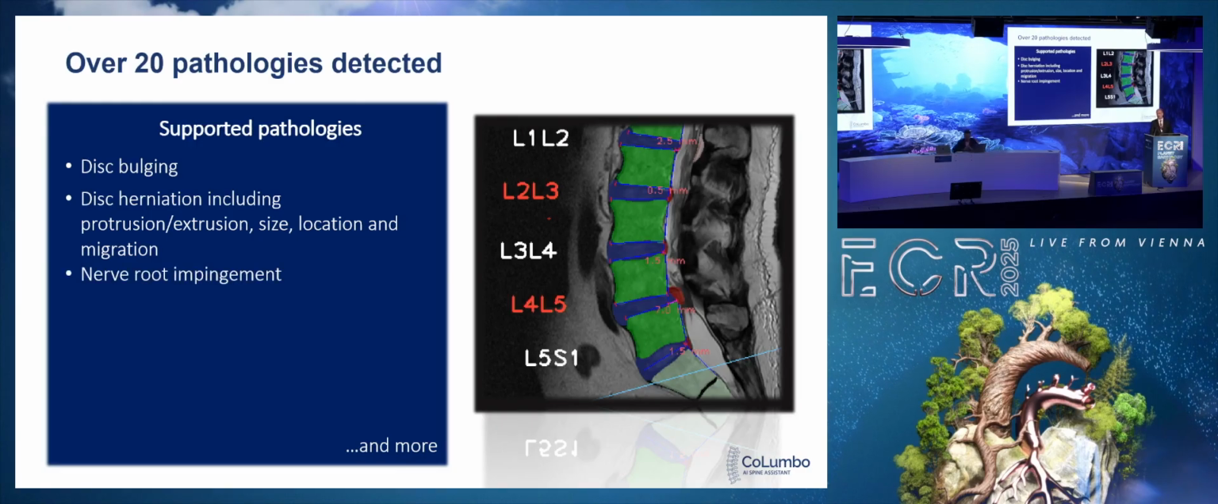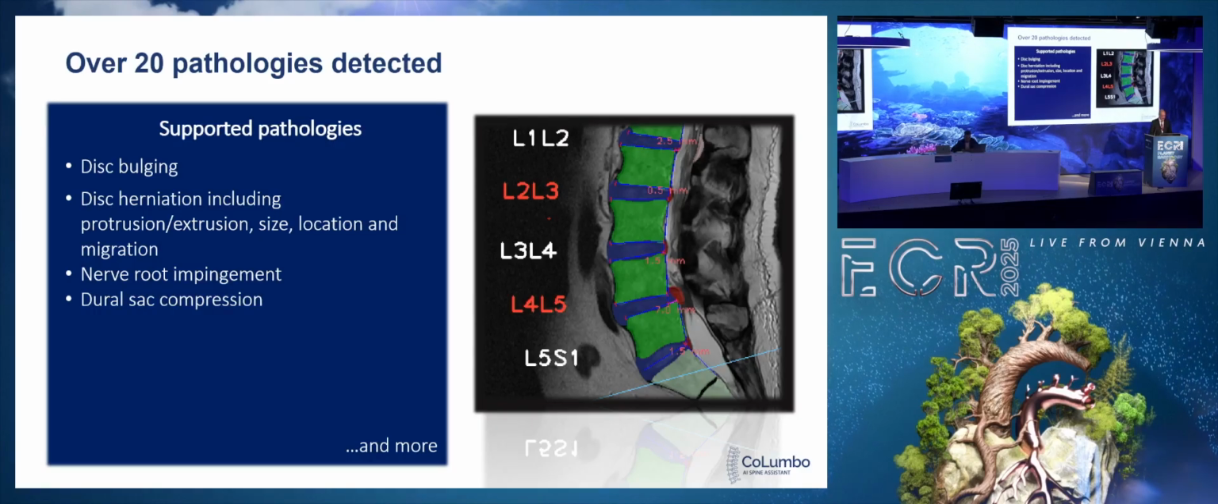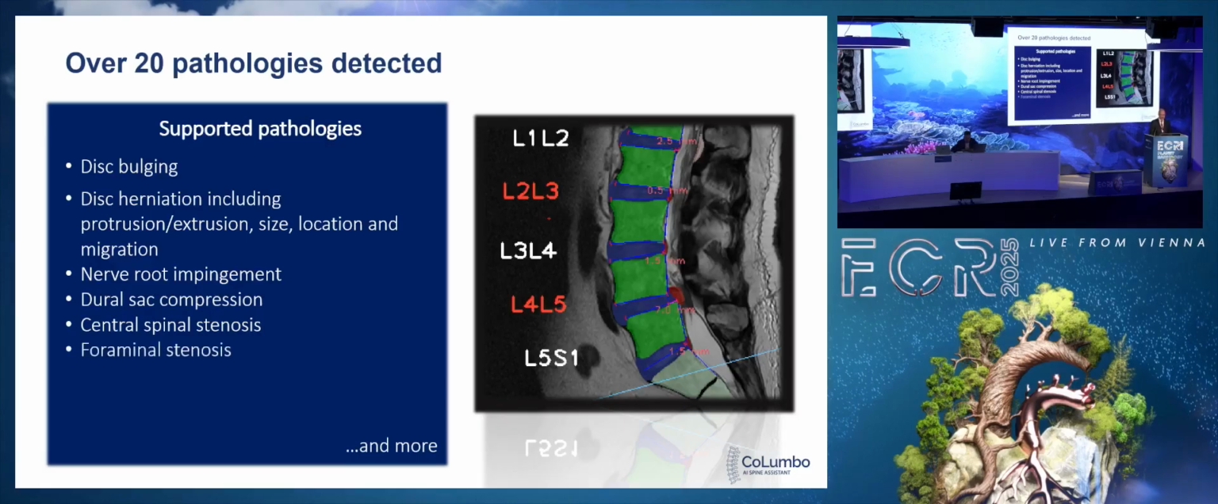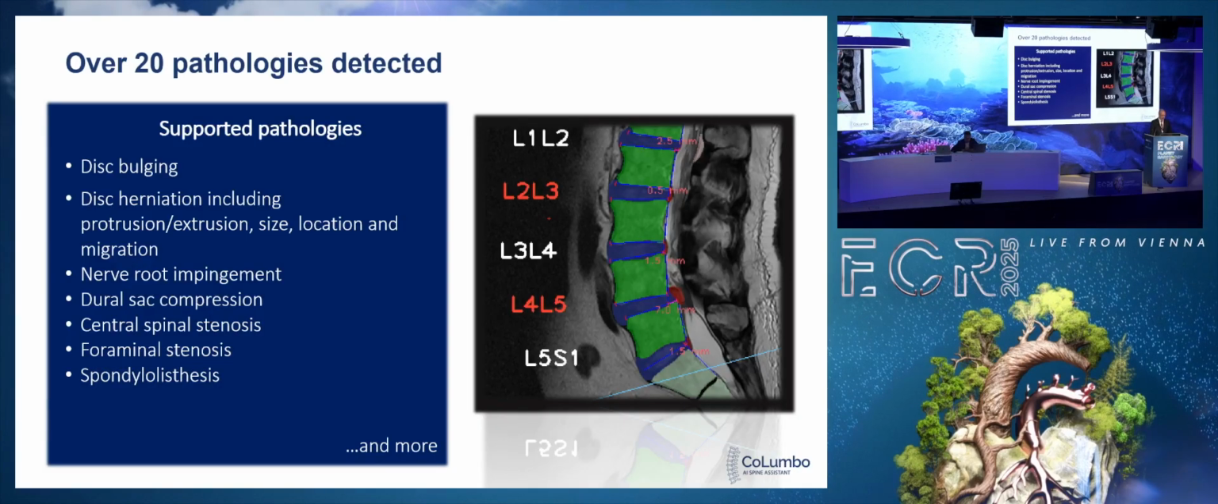More importantly, it also looks at nerve root impingement, so nerves that are impinged by a herniated disc, or as we will see in a few minutes, nerve roots that are impinged in the neuroforamen. It also measures dural sac compression, spinal stenosis, central spinal stenosis, foraminal spinal stenosis, and it will report all of these features in a finished report, which is available for you as a radiologist.